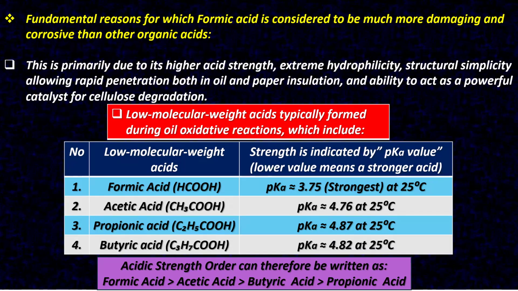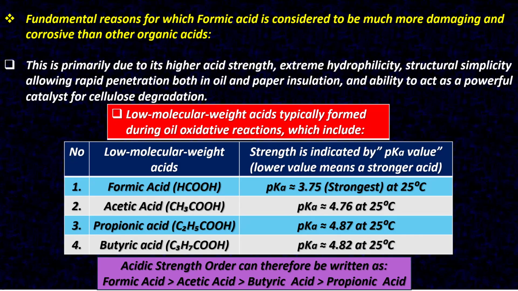Fundamental reasons for which formic acid is considered to be much more damaging and corrosive than other organic acids. This is primarily due to its higher acid strength, extreme hydrophilicity, structural simplicity, allowing rapid penetration both in oil and paper insulation, and ability to act as a powerful catalyst for cellulose degradation.